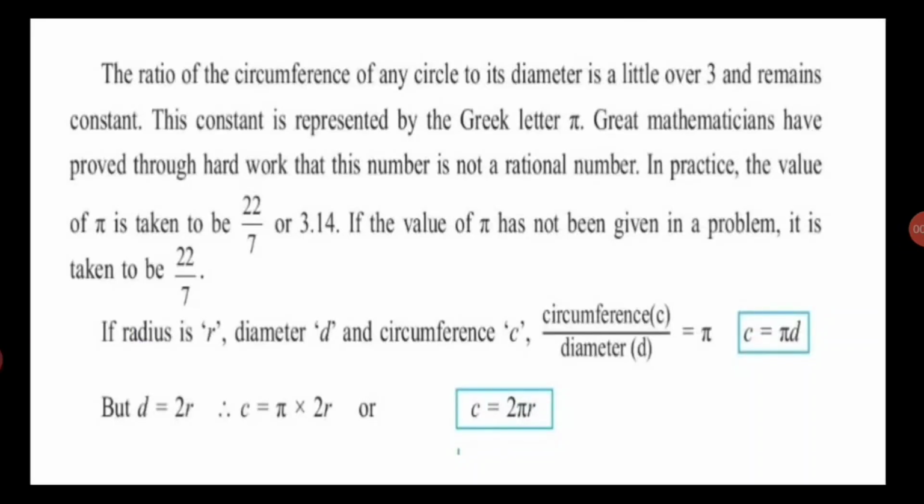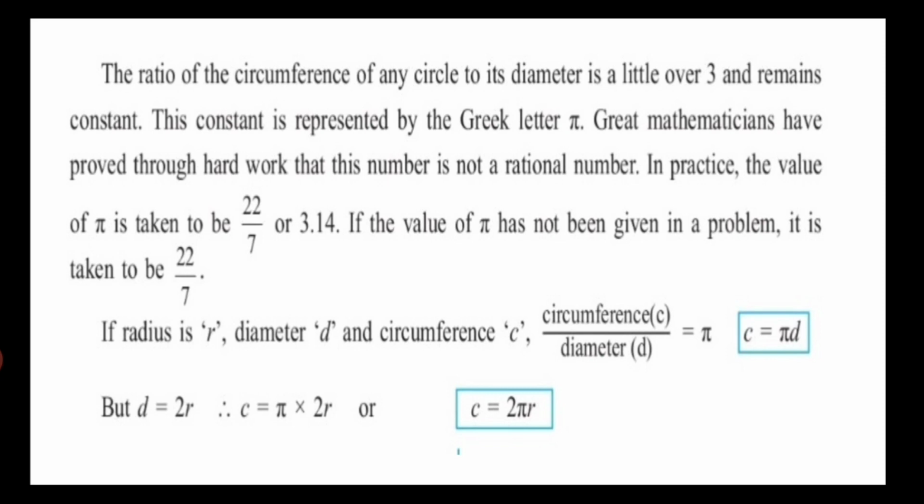So children, what we have seen from the activities, the ratio of the circumference of any circle to its diameter is little over 3 and remains constant. So this constant is represented by Greek letter pi. Great mathematicians have proved through hard work that this number is not a rational number. In practice, the value of pi is taken to be 22/7 or 3.14. If the value of pi has not been given in a problem, it has to be taken as 22/7.